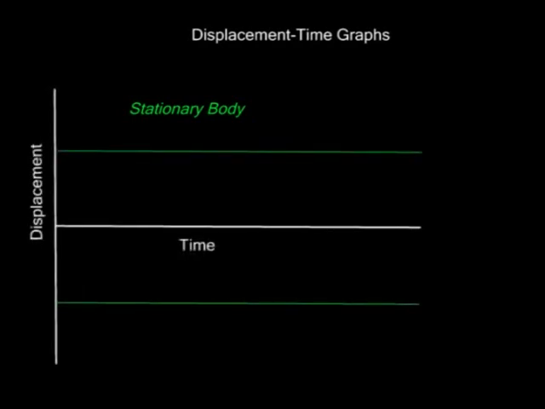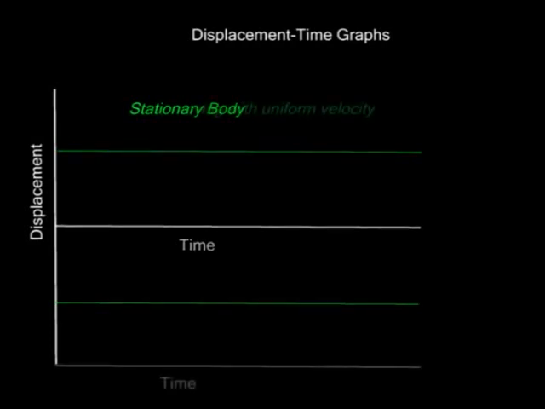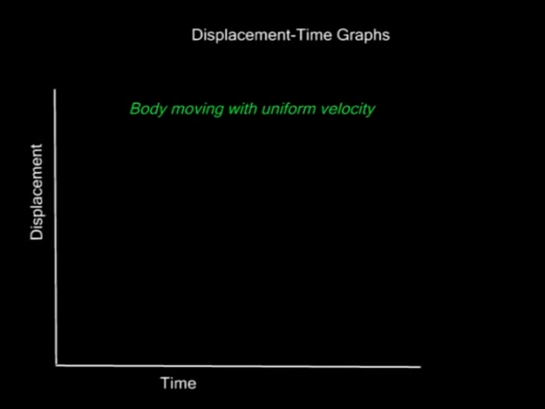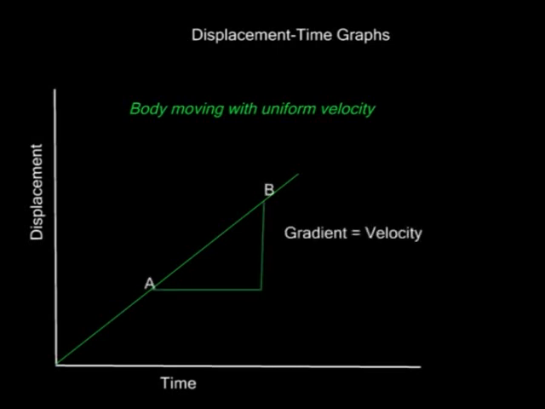Displacement time graphs. Now, the displacement for a stationary body does not change with time. However, displacement is a vector quantity, and therefore the position of the body may be negative or positive relative to the observer. The displacement of a body moving with uniform velocity changes uniformly at equal intervals of time. The graph of displacement against time is a straight line. The slope or gradient of a displacement time graph gives the velocity of the body.